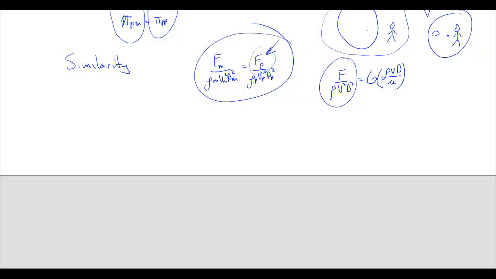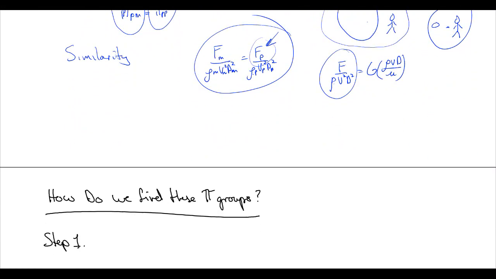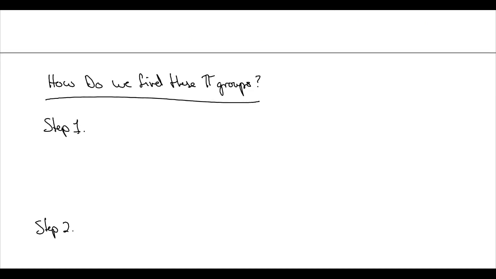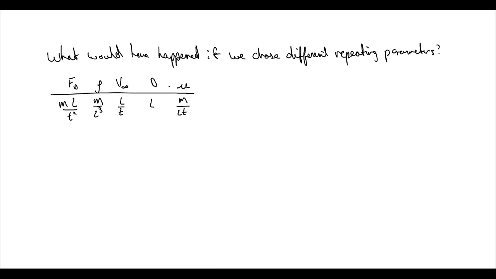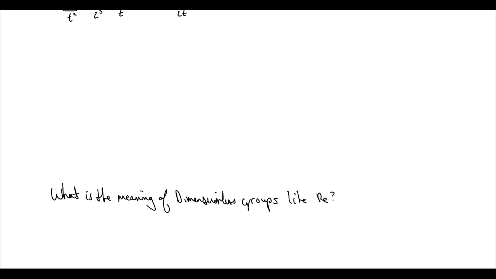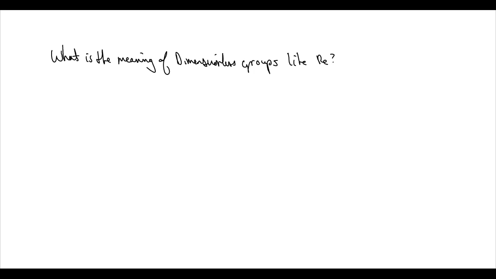Excellent. All right, so that's a lot for right now. Next time when we get to a video, we're going to talk about how to find these pi groups, and then we'll talk about what happens if we make some different decisions in the process of finding them, and we'll talk about the meaning of some of these dimensionless groups.